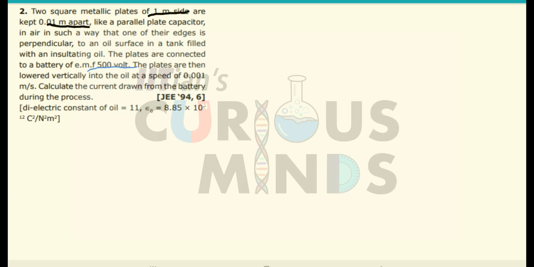The plates are lowered vertically into the oil at a speed of 0.001 meter per second. Calculate the current drawn from the battery during the process. Now first of all, let us understand the sum before we proceed to solving.